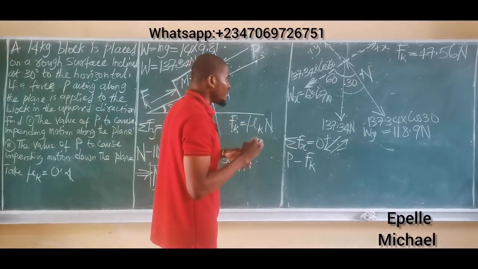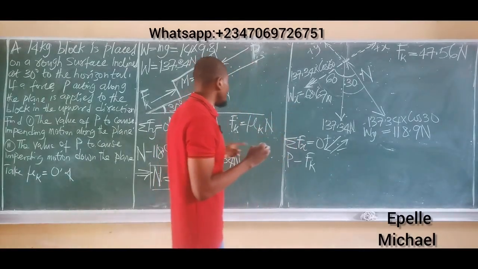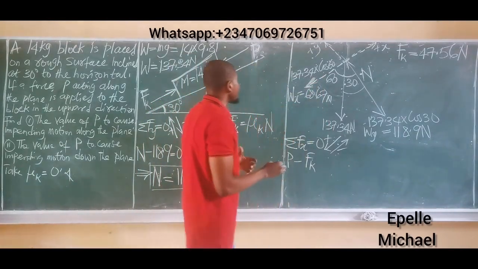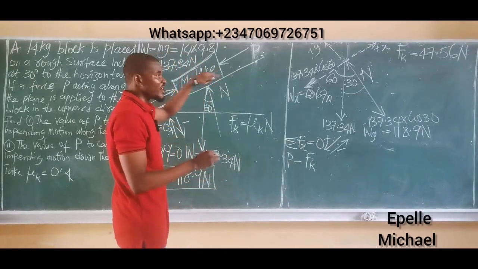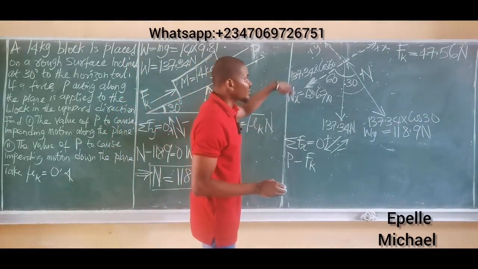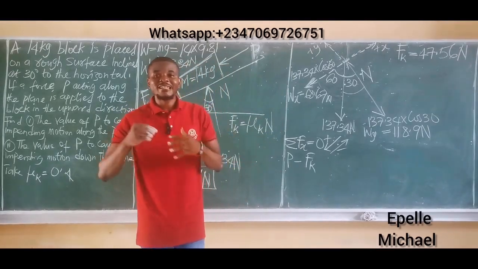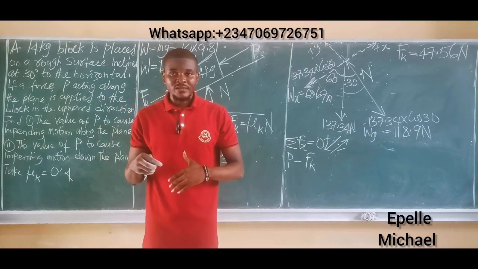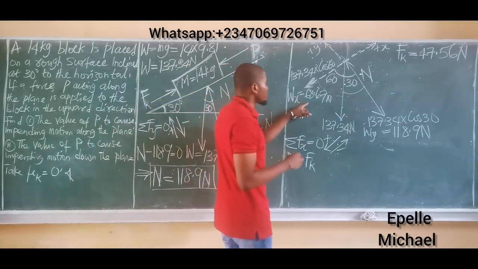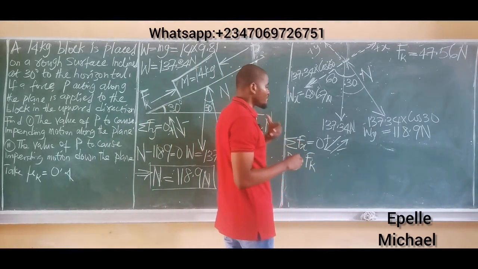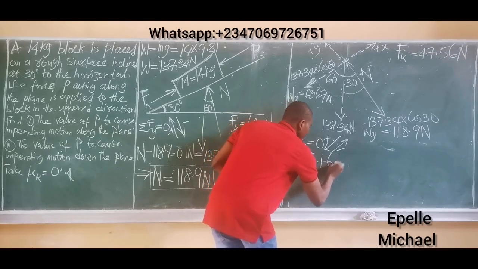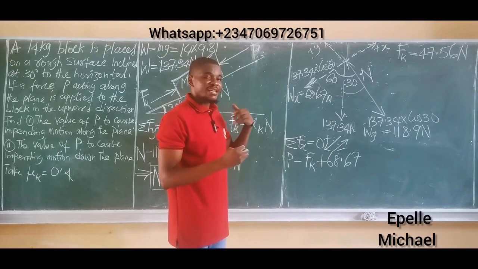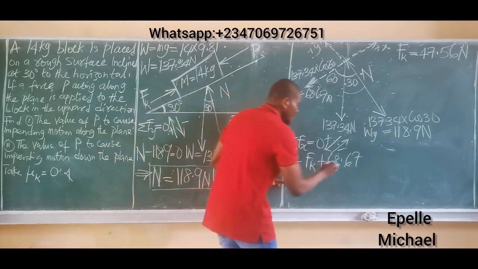But now observe that the weight, when we resolve it along the plane, was pointing down the plane. And since motion in this case is down the plane, and the weight component is down the plane, it means the weight is acting in the direction of motion. That makes the value of that weight positive. So the value is 68.67 and it is positive. So we have plus 68.67. These are the components of all the forces along the plane, and the whole of this is equal to 0.